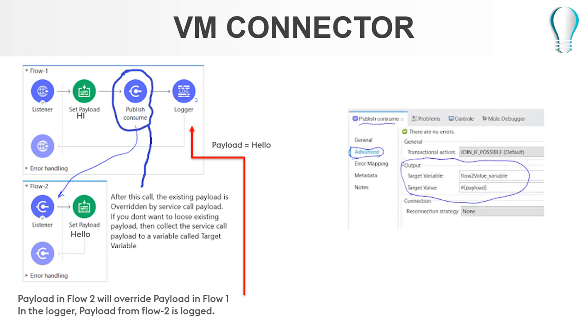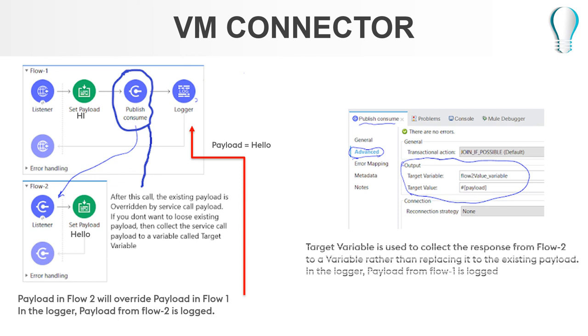Another thing here is the target variable. What happens when you set a target variable value? In this case, you are updating the payload, updated to hello, in your flow variable, flow two value variable. So rather than replacing the payload, you are updating hello in the flow variable and your existing payload remains as is. What you're sending back to your main flow is the flow two value variable hello. So in the logger, if you want to access your original payload, you can access it using payload. And if you want to access the payload from your child flow, you can access it using the variable name.